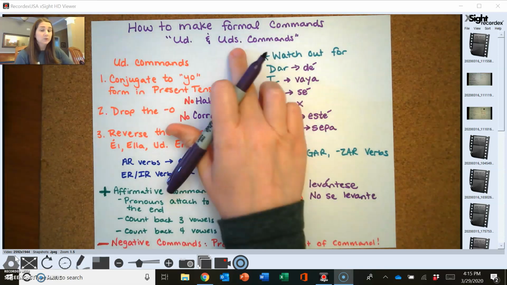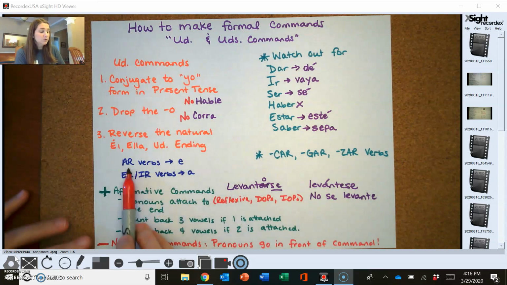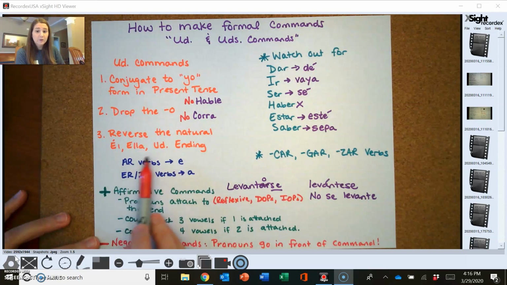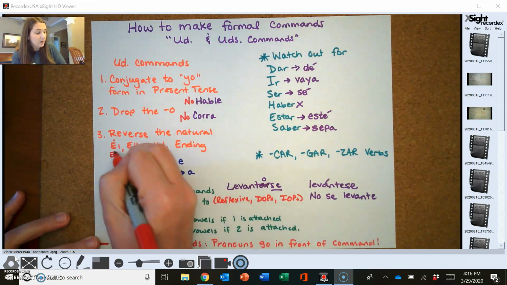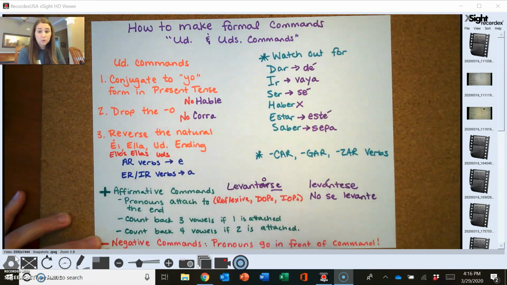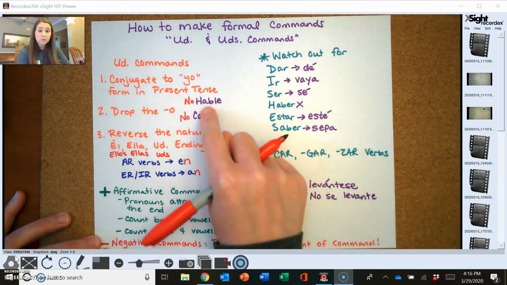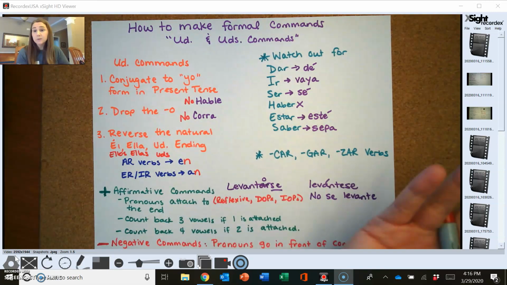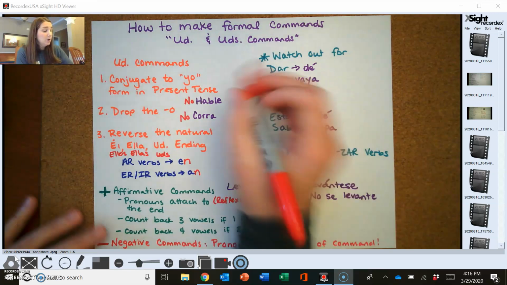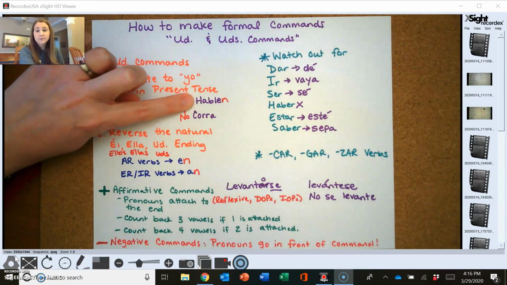Now, we need to talk for a second about ustedes commands, all right? Spoiler alert, it's the exact same thing. The only thing you're going to change is for AR verbs, rather than reversing the LA at usted ending, you're going to reverse the natural ellos, ellas, and ustedes endings. So your ustedes commands are going to end in en or an. So if I'm telling y'all, like y'all don't talk right now, doesn't matter because this is a video. You're not going to interrupt me anyway. No hablen. Or if I do want you to talk to me. I miss you guys. Hablen.